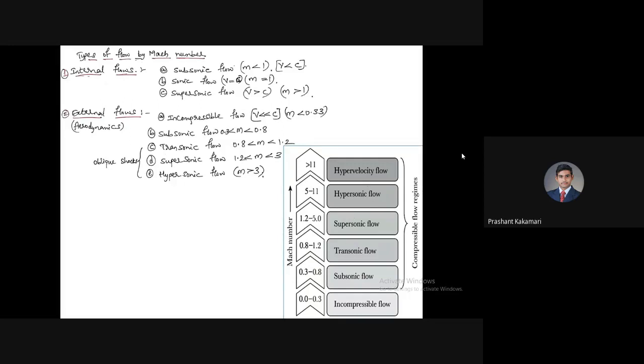Next is 1.2 to 5. If the Mach number is up to here, or some books have given 3 also, up to 5 you can consider supersonic flow. Then if the Mach number is 5 to 11, very high Mach numbers, 5 times or 11 times the speed of sound, we call it hypersonic flow. Many times you might have heard of a hypersonic jet or hypersonic missile; such names are given. It means it is moving at this speed, 5 to 11.